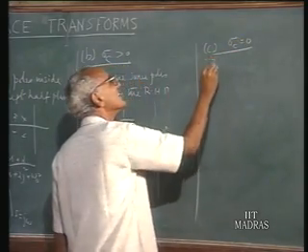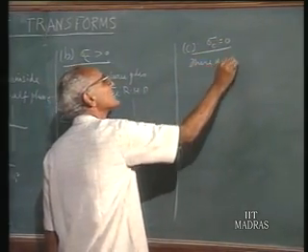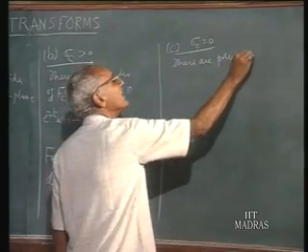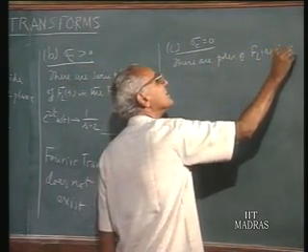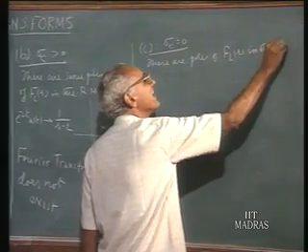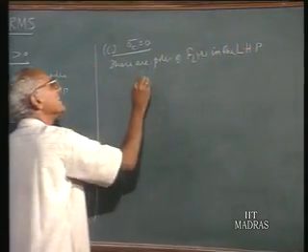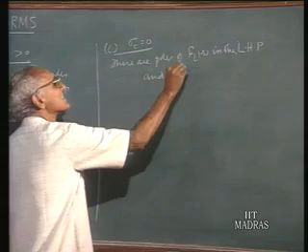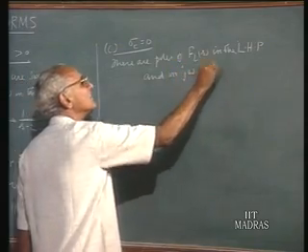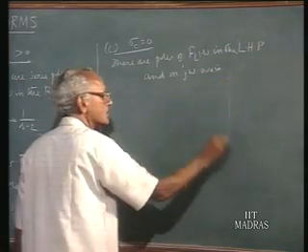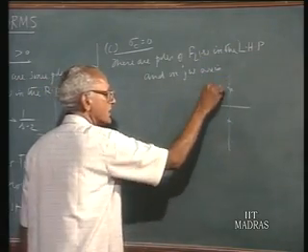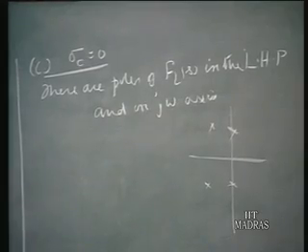That means there are poles of FL(s) in the left half plane and on the j omega axis. On the j omega axis, the abscissa of convergence is 0 because you have poles on the imaginary axis as well.